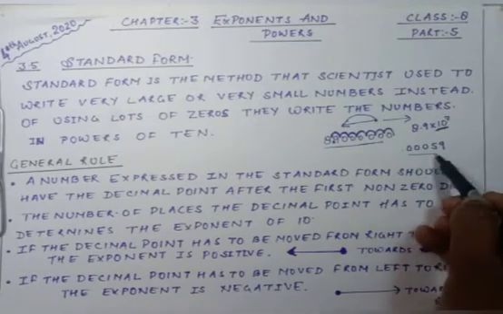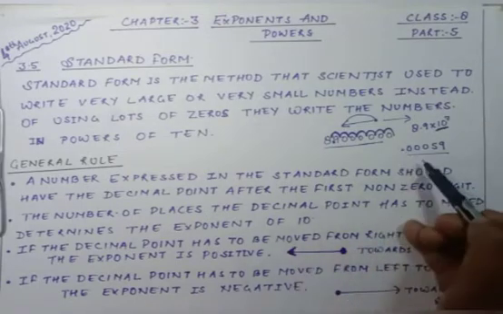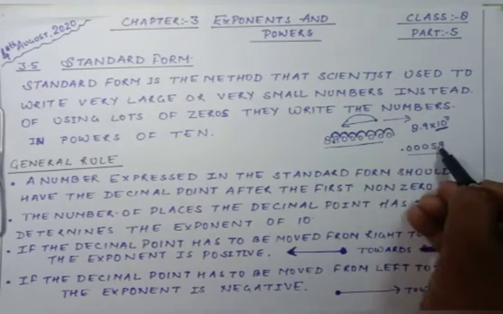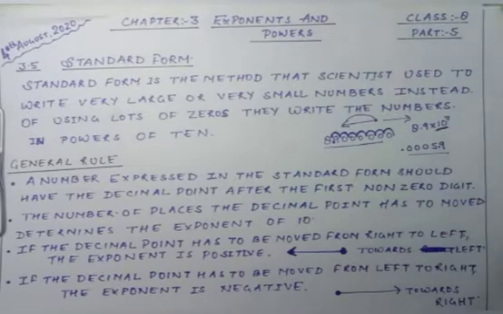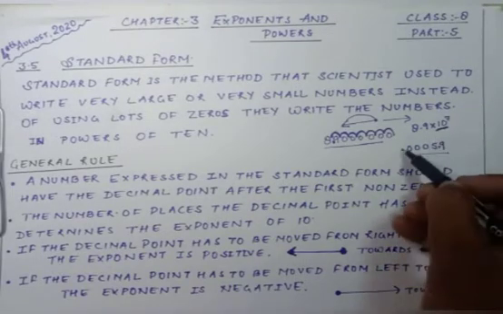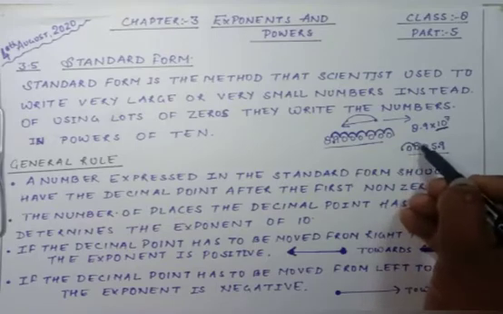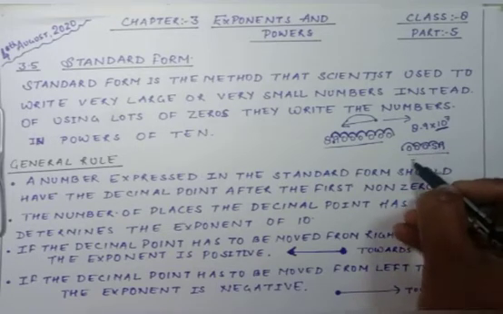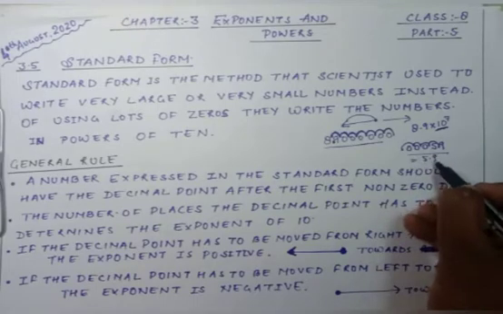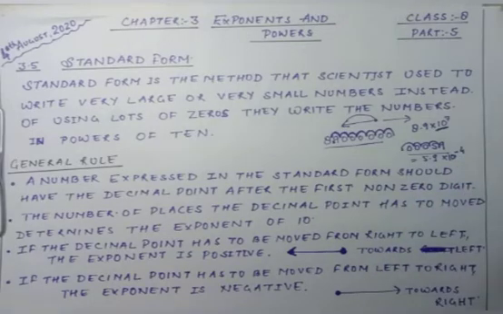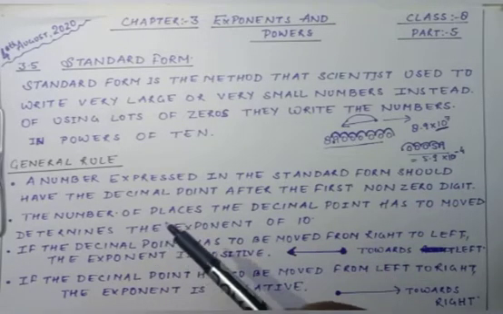Let us see this one. 0.0059. I have to place the decimal after the first digit. So I have to shift the decimal from left to right. So 1 place, 2 place, 3 place, 4 place. So it will be 5.9 into 10 to the power minus 4. I hope all the rules are very much clear to everyone.